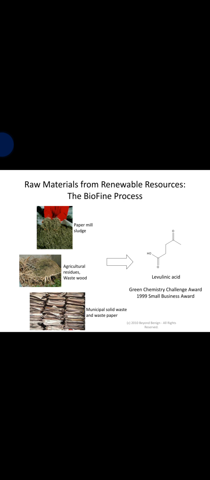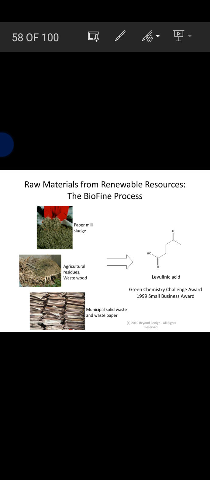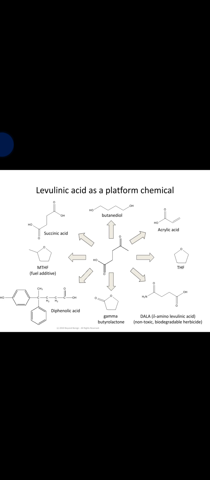Raw materials from renewable sources, that is the Biofine process: paper mill sludge, agricultural residue, municipal solid waste, and waste paper. From this waste we can prepare levulinic acid. It is a green chemical approach for the synthesis of chemicals from waste. We know that levulinic acid is a platform material for the preparation of a lot of chemicals like butanediol, THF, acrylic acid, succinic acid, MTHF, diphenolic acid, and gamma-butyrolactone.